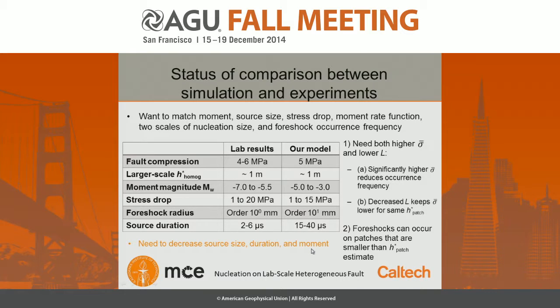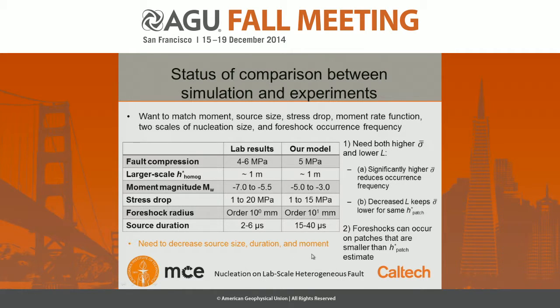This helps us in a few different ways. The first one is that the significantly higher normal stress helps to decrease the foreshock occurrence frequency, as we saw on the last slide. We also, if we include some effect of decreasing L, then it helps us to keep that normal stress at a lower value because we have some assistance from a decreased L to have that smaller nucleation size.